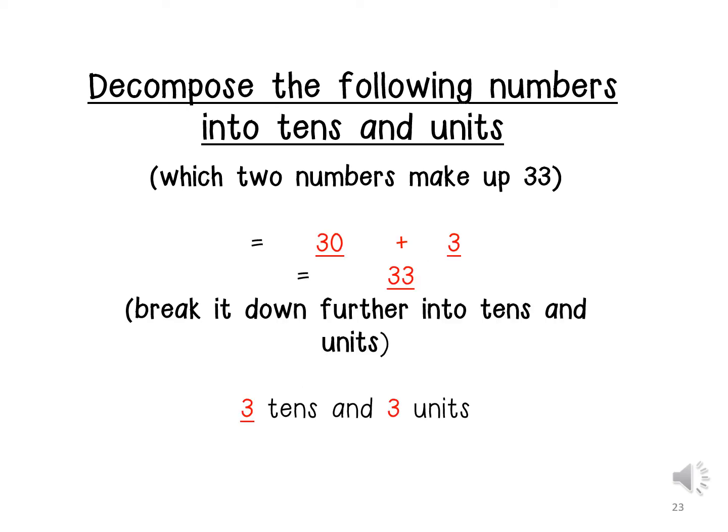So when we break up 33, we get 30 plus 3, which makes 33. When we break it down further into tens and units, we get 3 tens and 3 units.